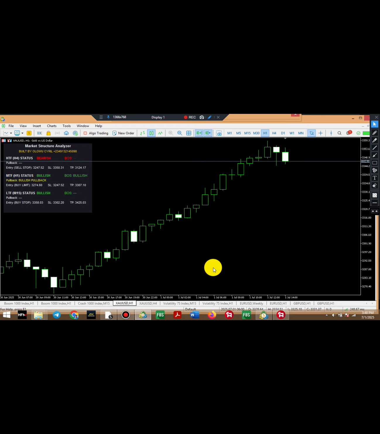So now let me start with the first pair here, which is gold. If you check the dashboard right here, we have different information for different time frames. The first time frame, which is the higher time frame, is the 4 hour. That is based on my selection. I can decide to select other time frames, so you can choose to select another time frame.